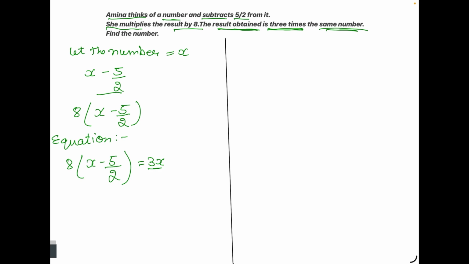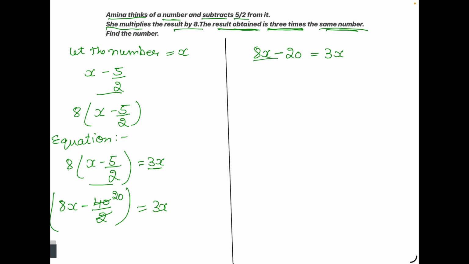Now we will solve the equation. First we will open this bracket. So 8 times x, 8x, minus 8 times 5 over 2, 40 over 2. It will cut down. So the equation will become 8x minus 20 is equal to 3x.